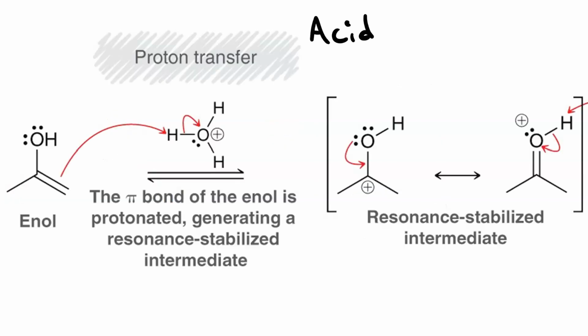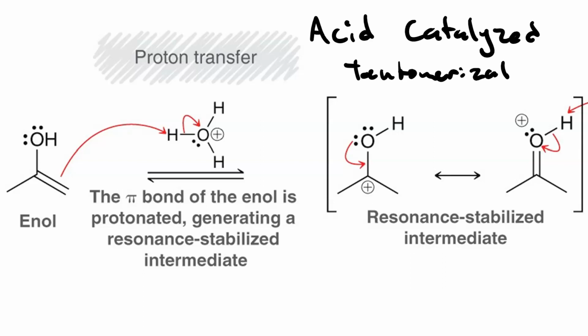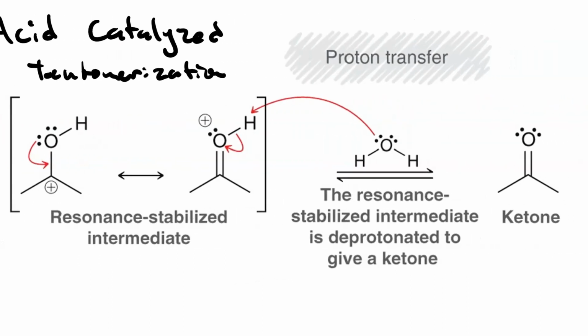Here's acid-catalyzed tautomerization. First, the pi bond of the enol acts as a base, protonating. We end up with a carbocation on the alpha carbon of the resulting alcohol. So that forms a carbonyl in this resonance structure. And then water acts as a base to deprotonate the oxygen, and you end up with a ketone.